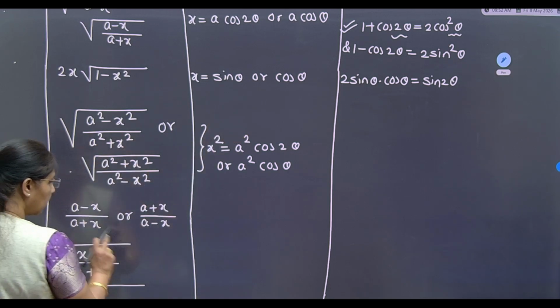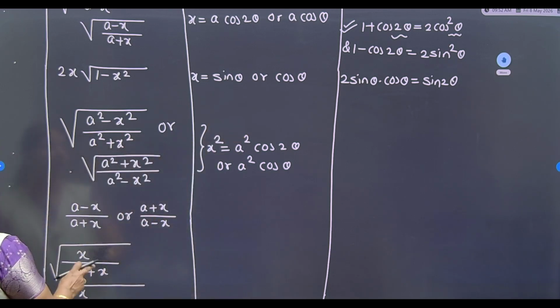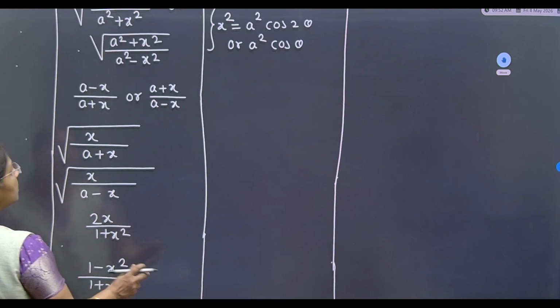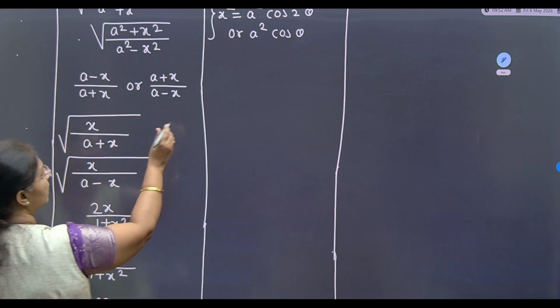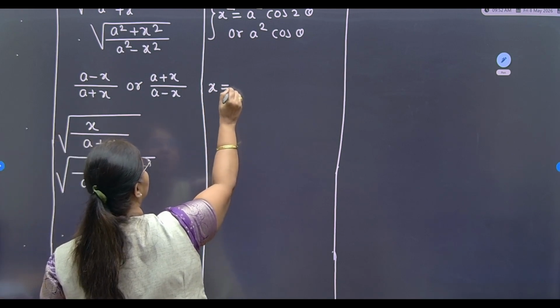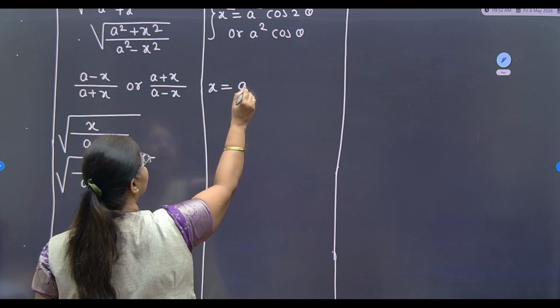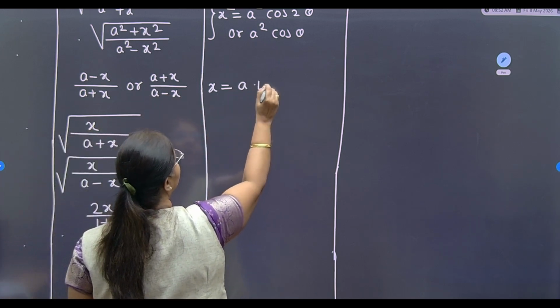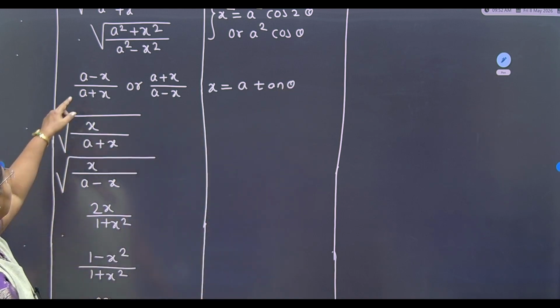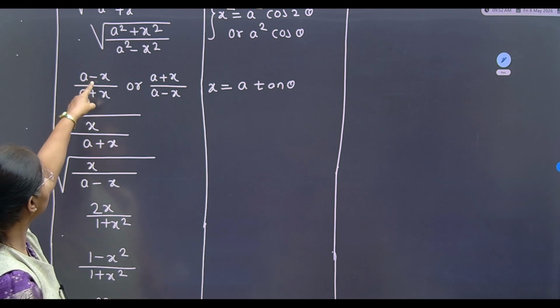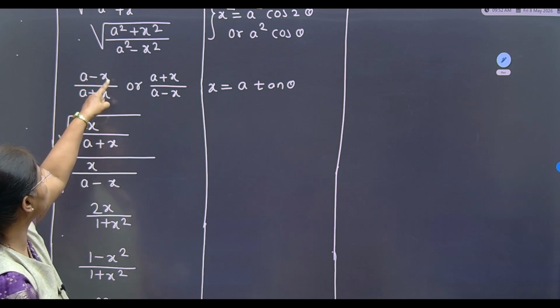Next, without a root term, (a minus x) upon (a plus x) or (a plus x) upon (a minus x). Here our substitution is x equals a tan theta. Put x equals a tan theta.